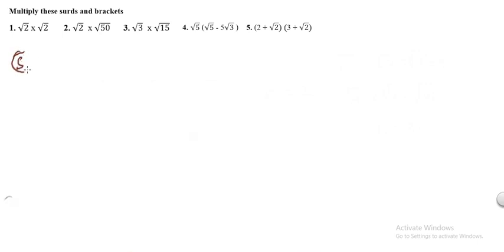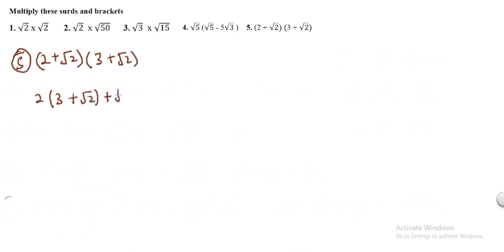So for the last example, we are told to do 2 plus root 2, and then times 3 plus root 2. If you're dealing with two brackets, you do it the way you do regular multiplication in algebra when you're multiplying two brackets. So first of all, we use this bracket to multiply this bracket. That will be 2 open bracket 3 plus root 2. Then we pick the second number here. This will be plus root 2 open bracket 3 plus root 2. This is equal to, by the way.